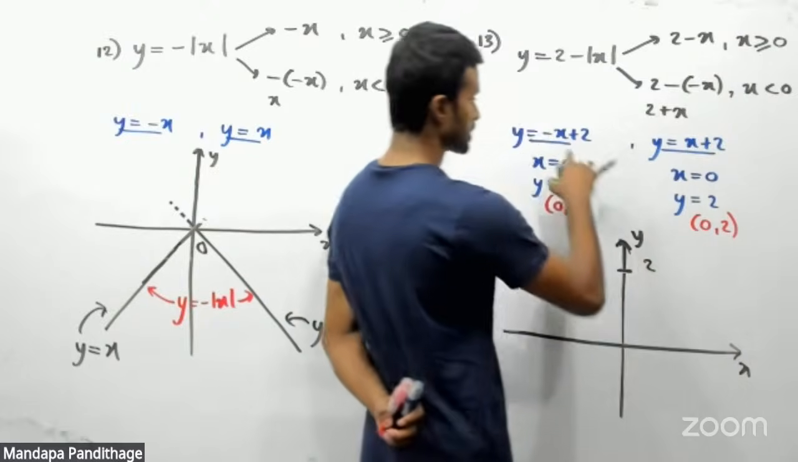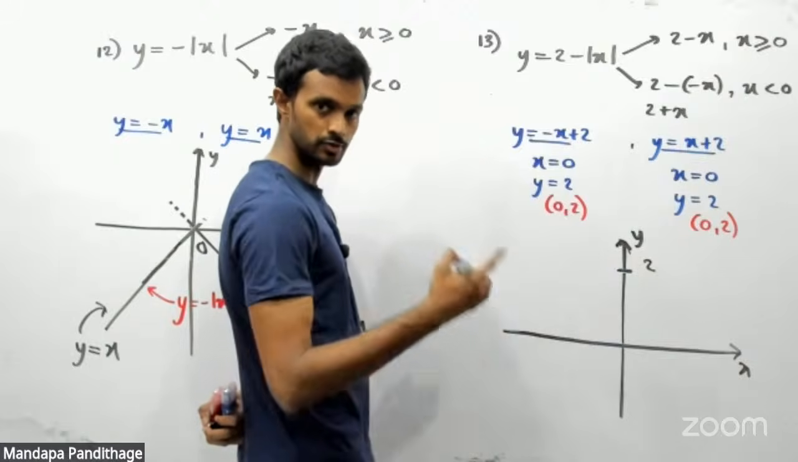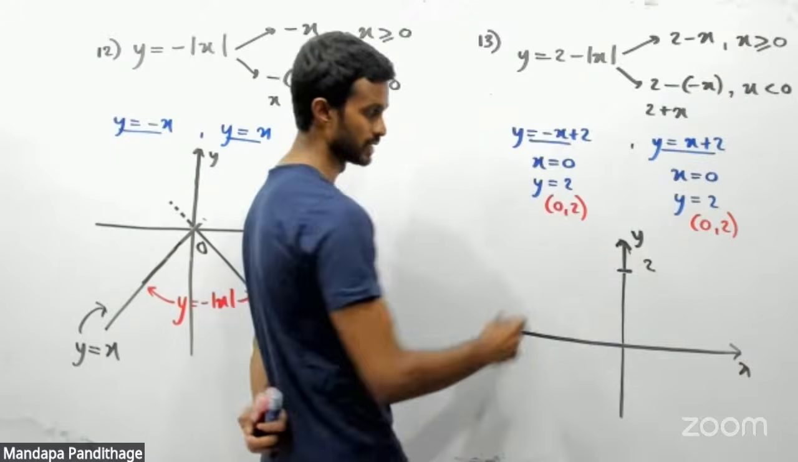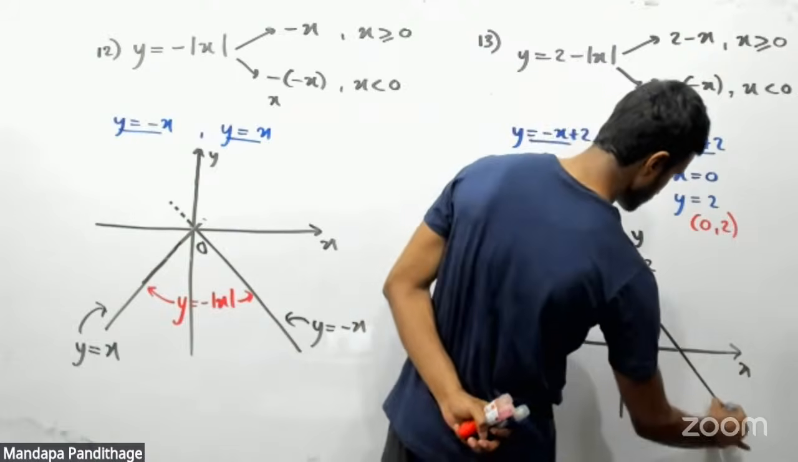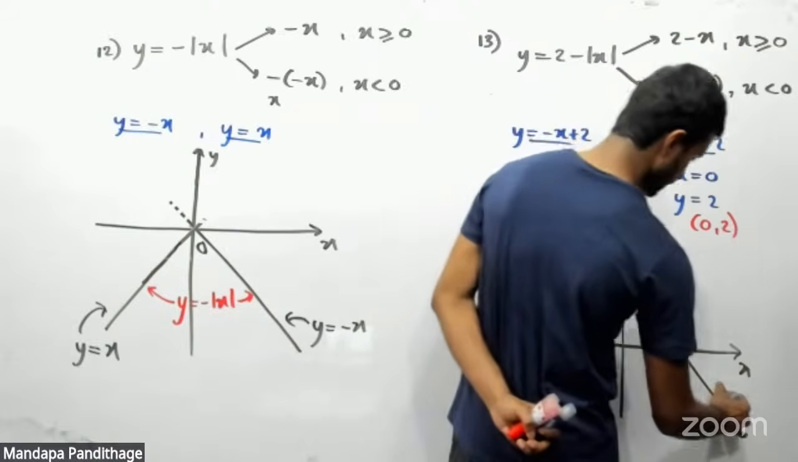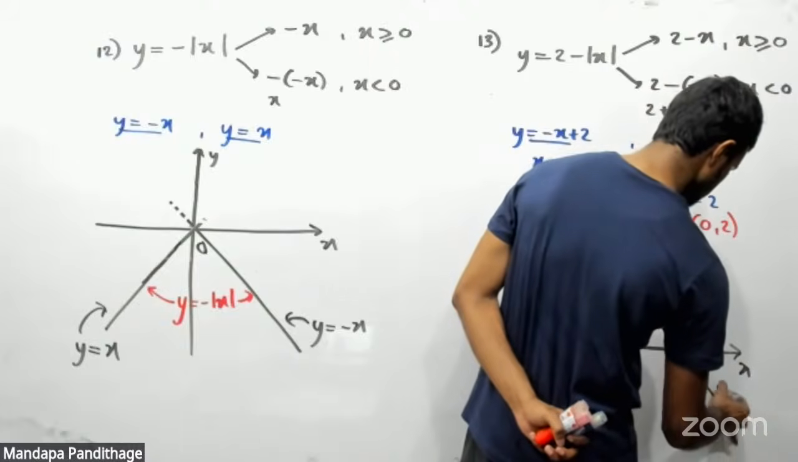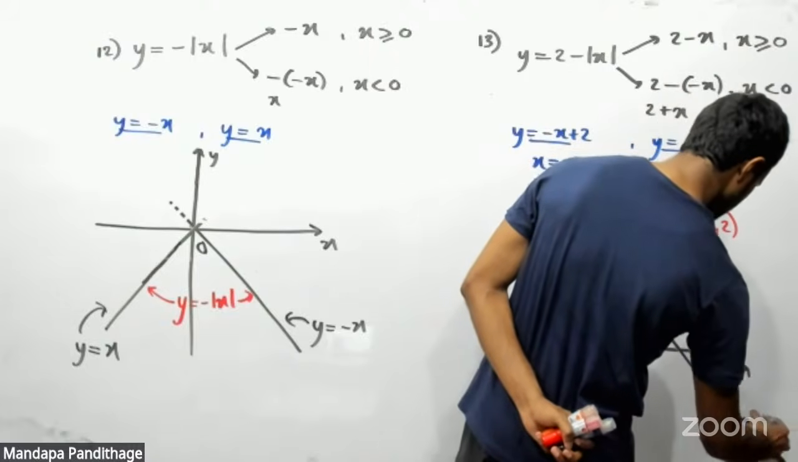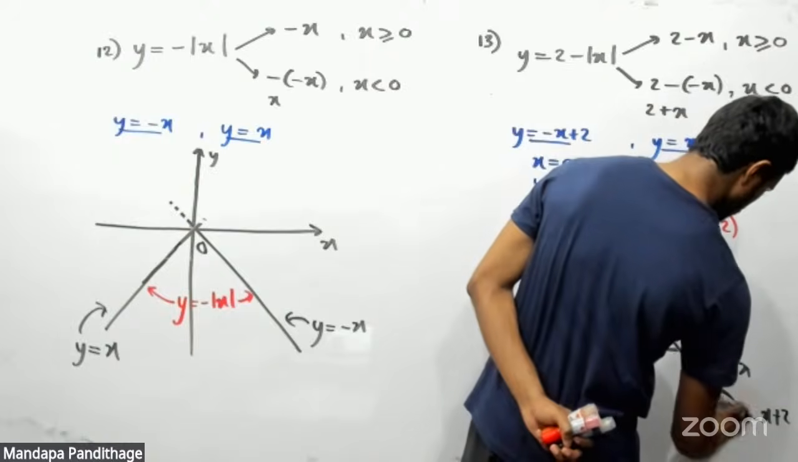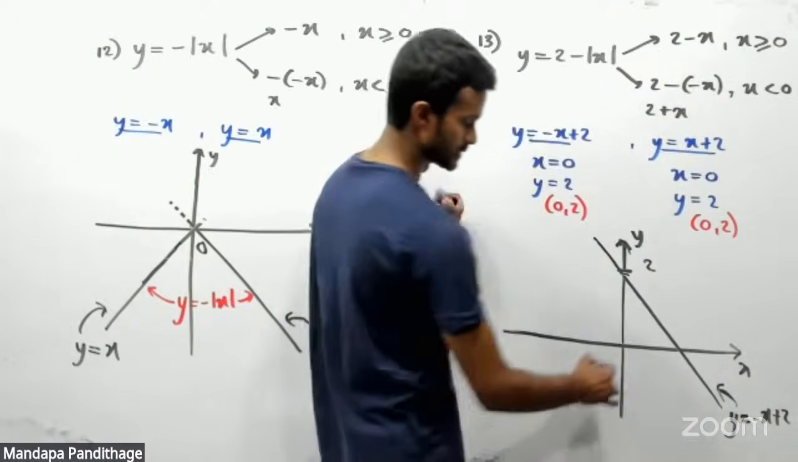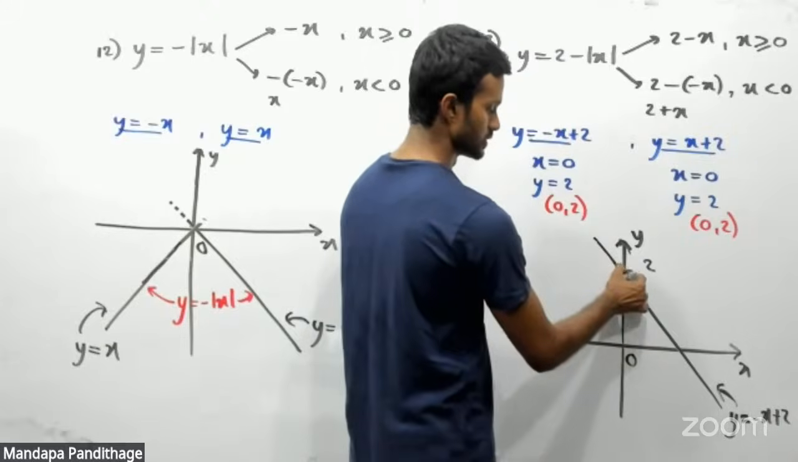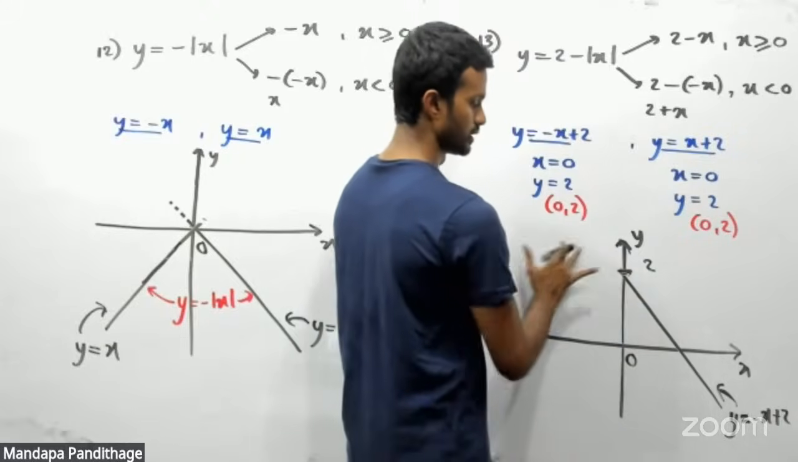So y equals minus x plus 2. When it is minus, we know it's a minus gradient, minus x, so here it's in this way. But when you draw this, now you have the experience that this straight line, y equals minus x plus 2, is only valid when x is greater than 0. So that we know this is only valid, so you can just draw this part. No need of drawing this one.